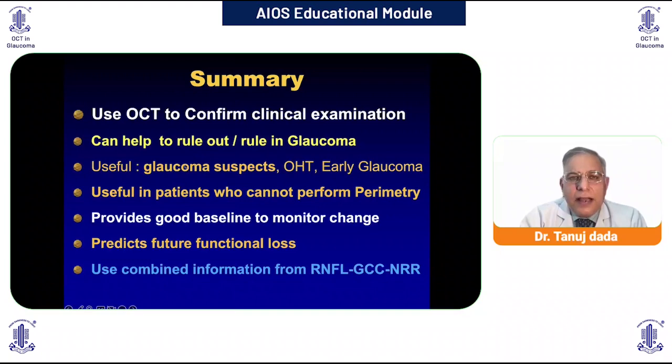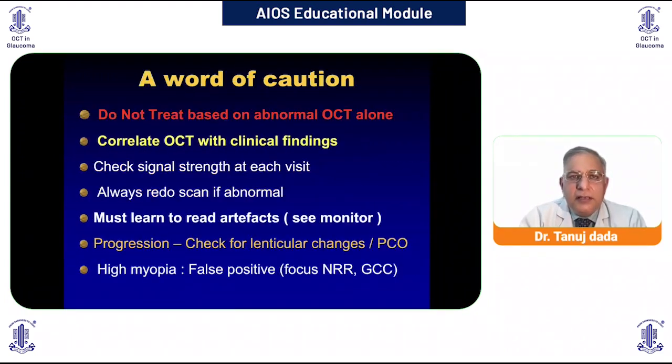Defects in the RNFL and ganglion cell can predict future functional loss on perimetry. Always use combined information: the RNFL, ganglion cell, neuroretinal rim. Don't use any structure in isolation because change in one can precede change in the other. And whenever you see a red OCT, don't start treatment. That is the most important message. Do not treat based on just an abnormal OCT alone because one third or 50% of OCTs have artifacts. Always correlate the defect on the OCT with clinical findings.